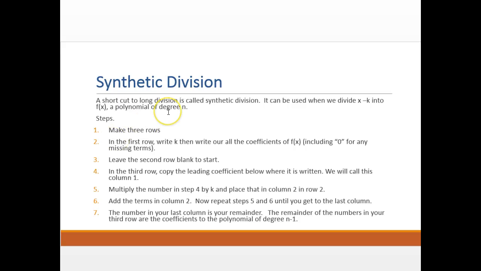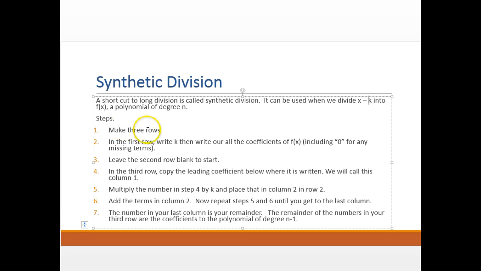Now, there are other ways to divide. A shortcut to long division is what's called synthetic division, and it can only be used when we divide by x minus k. Okay? In other words, I can't have 2x minus k or 9x. That coefficient in front of the x has to be 1.